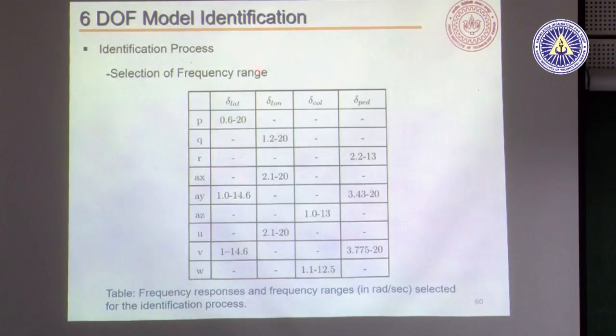So you have to again select the frequency ranges for each of the inputs. So for lateral we set 0.6 to 20. For AY, so this is lateral and P correlation, this is lateral and your AY correlation, and so on. So these are the various ranges which we have selected for the identification process, and you can see each of these parameters will have different frequency ranges.